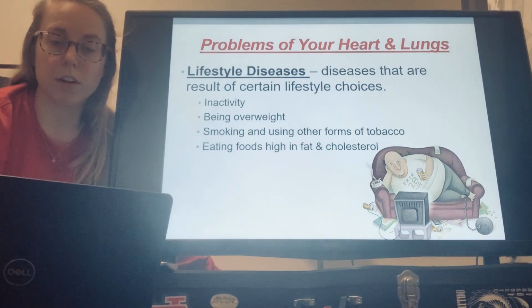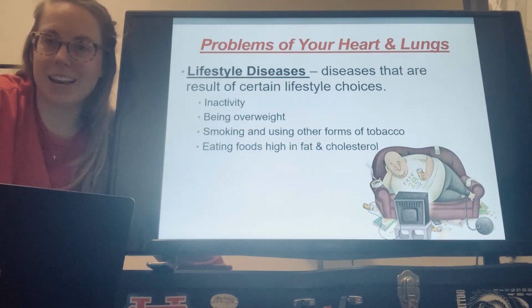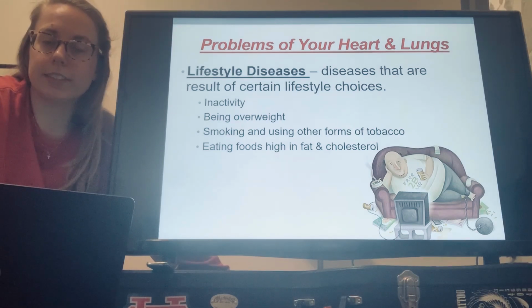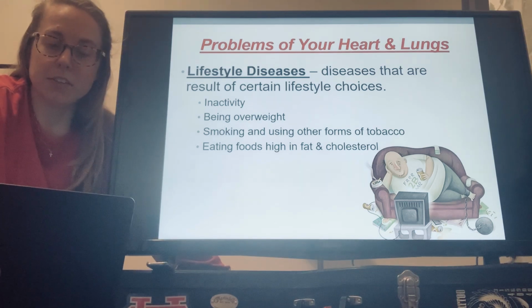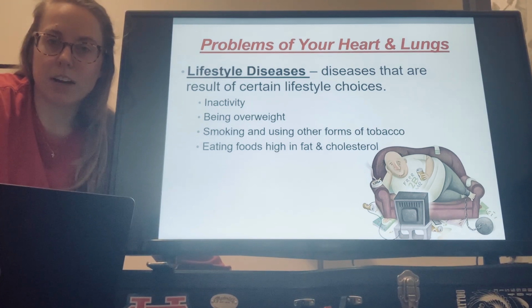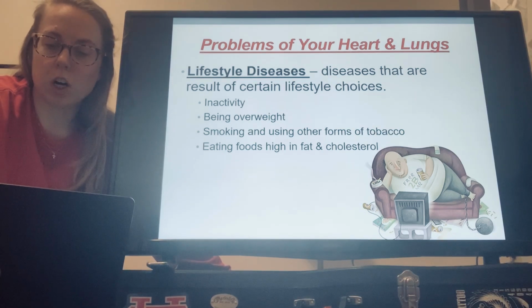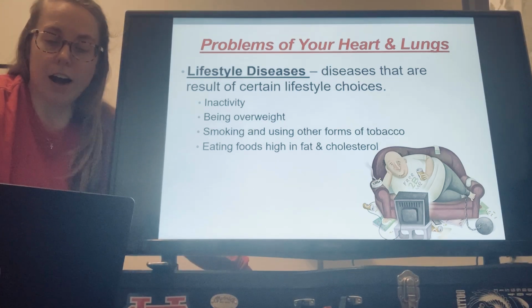So we're gonna start with the different problems that we have with both our heart and our lungs. Again, not going into a super amount of detail, just enough for us to understand how it correlates with our class's personal fitness. So there are various lifestyle diseases, which is going to be one of those blanks on your sheet.